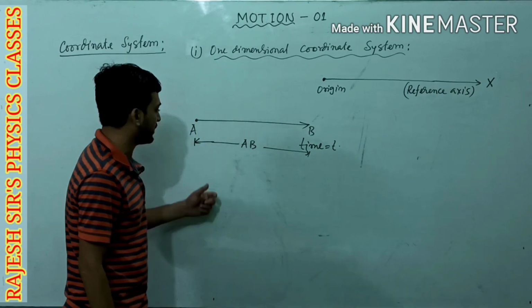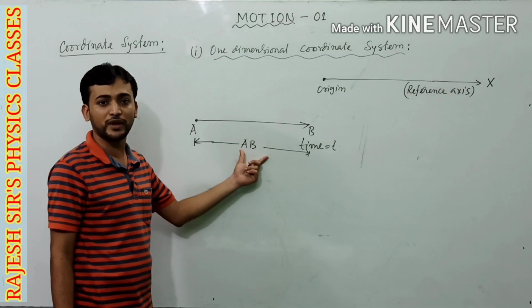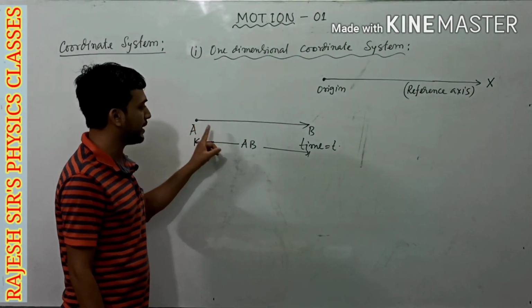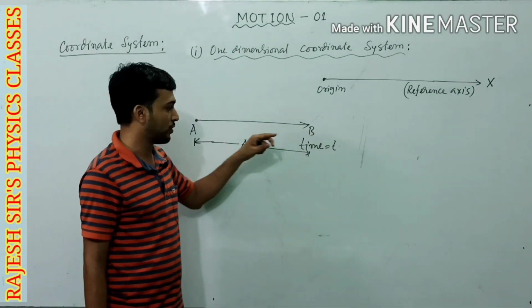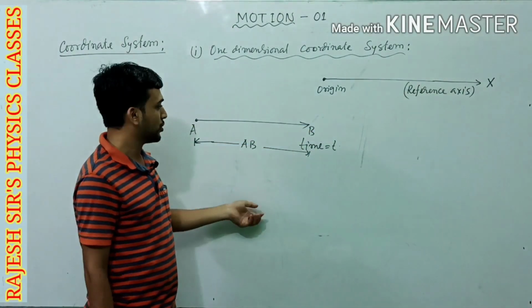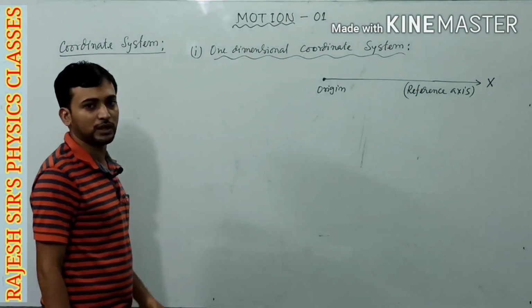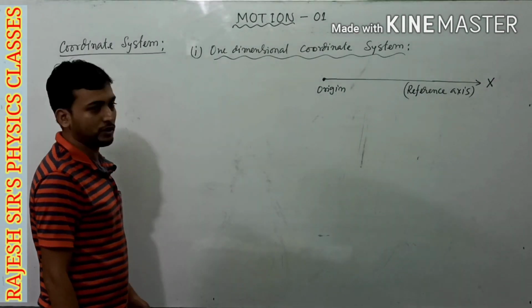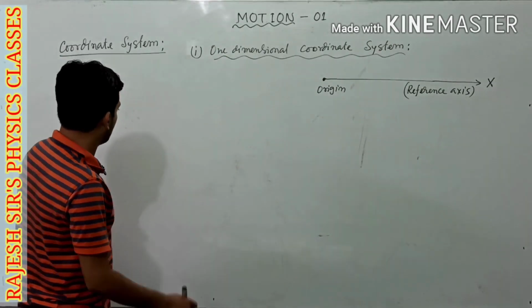And you have to tell that the ant is situated at a distance of AB from point A after time t. At a distance of AB means at point B on this line. Understood? So in this way, now what is the use of this one-dimensional coordinate system? In order to explain this, we are going to consider one example.